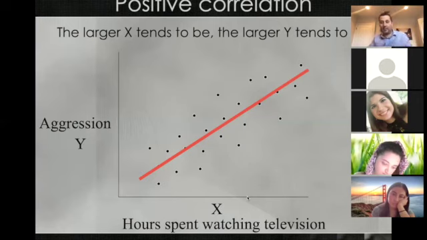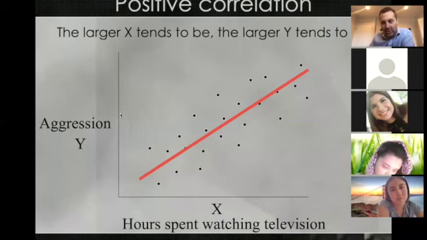If I want to predict how aggressive they are, I find how many hours they spend watching TV. I go up to the best fitting line right here. And as soon as I hit that line, I go over to the y-axis. And that is my best prediction for how aggressive that person is.